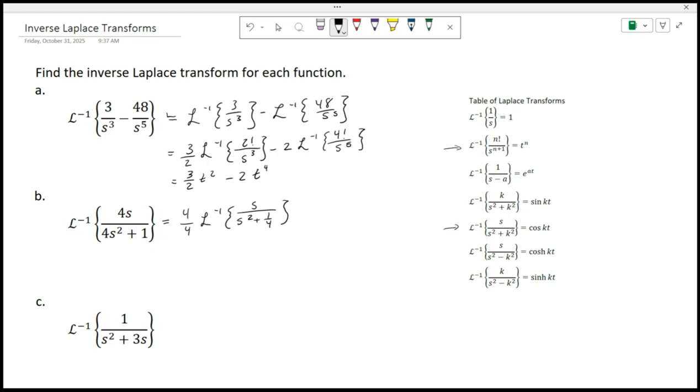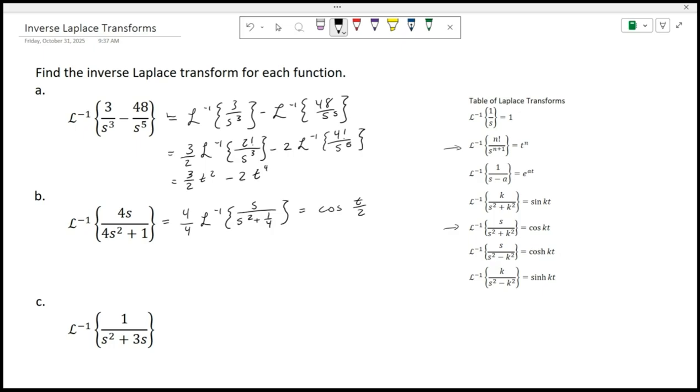Okay, so now it looks just like it. And in this case, k is whatever is being squared in the denominator there. So 1/2 squared would give me 1/4. So this should be equal to 1 out front times cosine of 1/2 t, or t over 2.